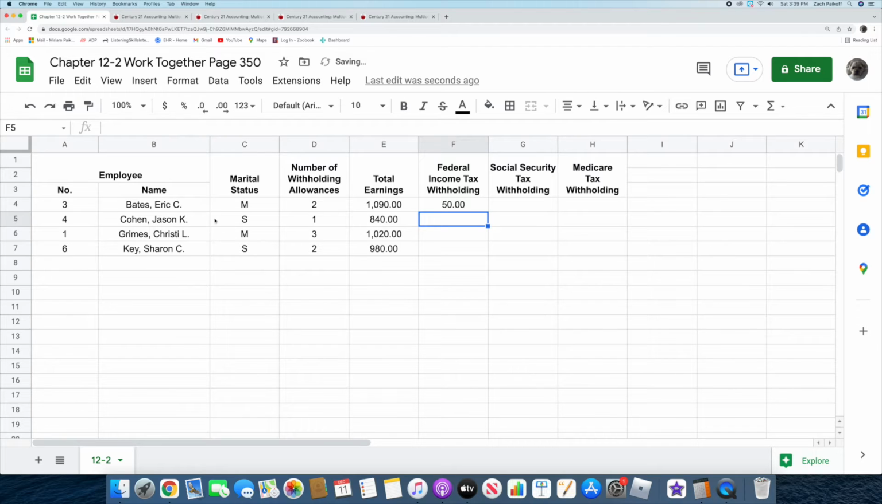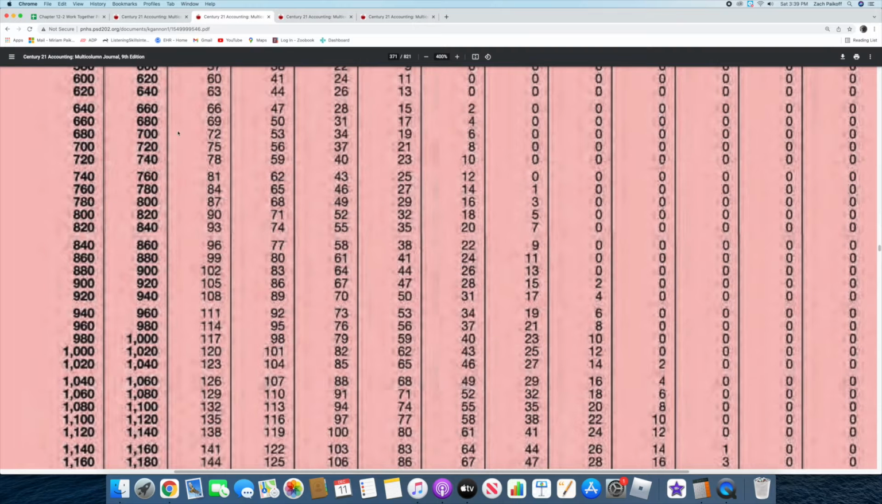Next up, Jason Cohen's marital status is that he is single. He has 1 withholding allowance, and his total earnings are $840. So if we come over and take a look at the employee's income tax withholding table for single persons, as you can see, we have the total earnings, which are listed right here. And if we count over 0, 1, the amount of federal income tax that must be withheld from Jason Cohen's total earnings is $77.